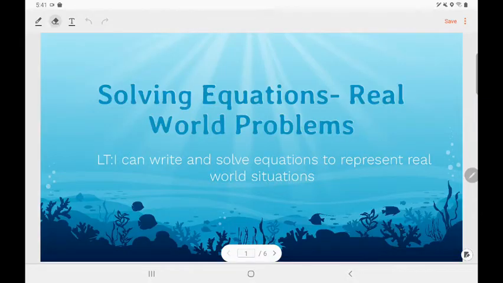Hey everyone, today we're going to talk about solving equations again, and we're going to focus on real-world problems. By the end of the lesson, you should be able to write and solve real-world equations. Now before we write and solve them, we need to be able to read them.